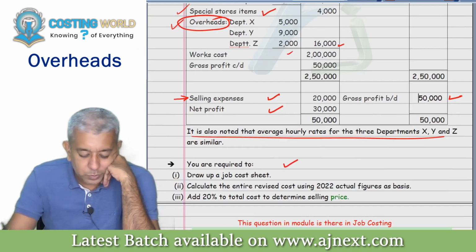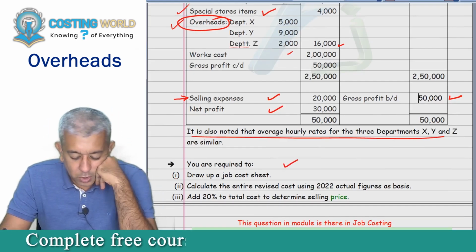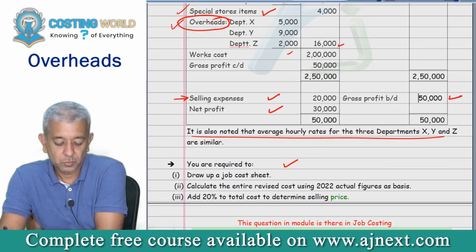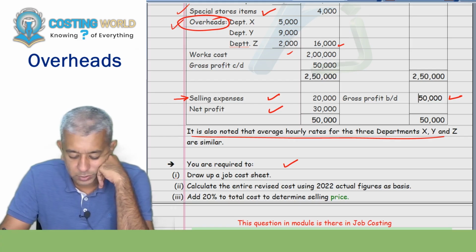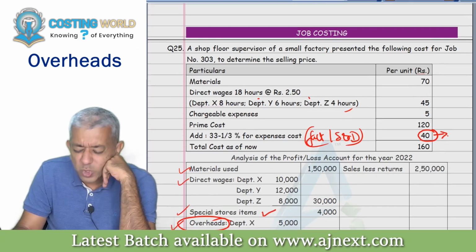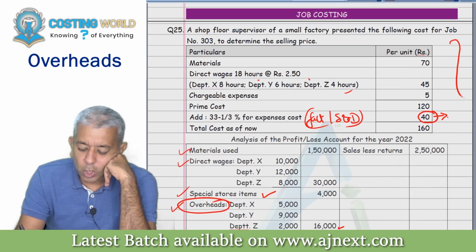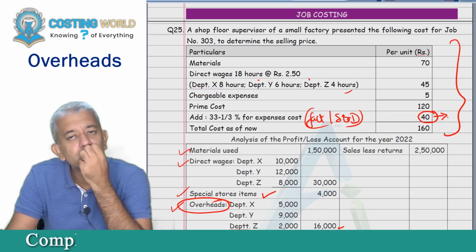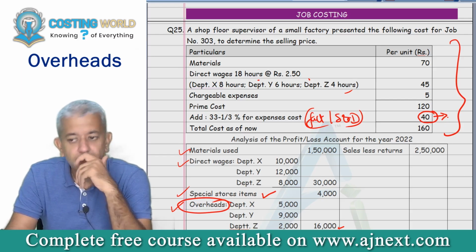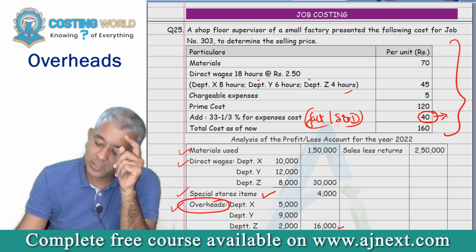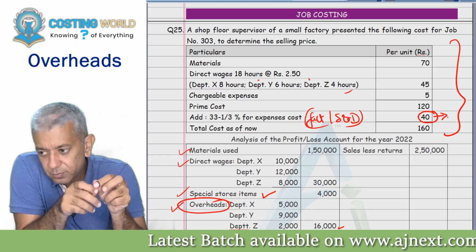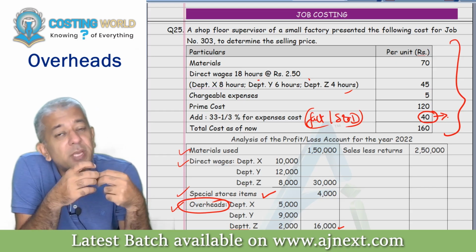You are required to first draw a job cost sheet. Okay, draw a job cost sheet. Fine. But obviously somebody can be saying, sir, what a stupid question, no? They have already given a job cost sheet, no? So why draw it again? You understood what I said? Yes. Now that is why yesterday I made one statement. They have given you a job cost sheet. But if they are still asking you to make the cost sheet again, no?